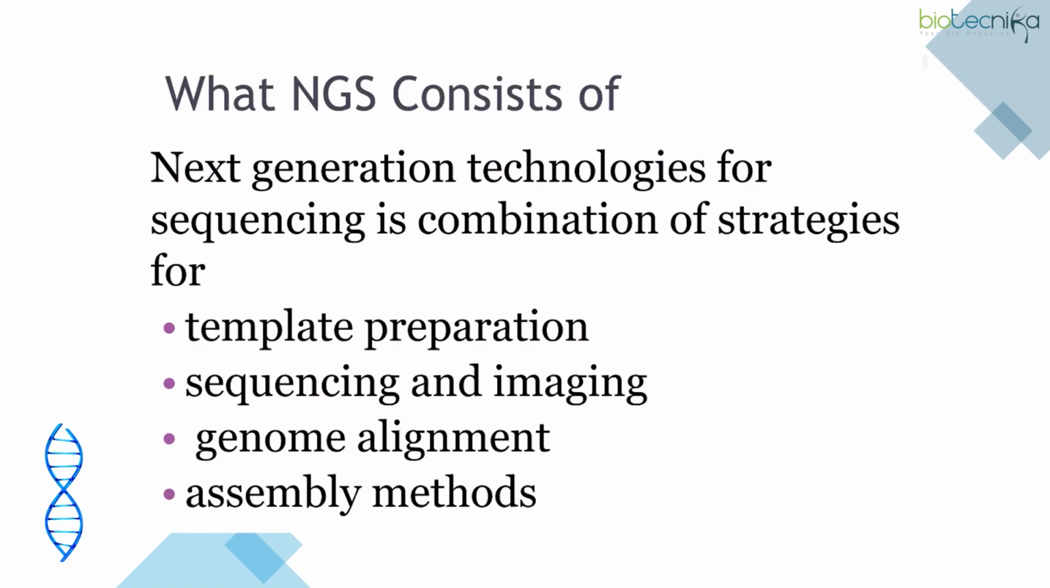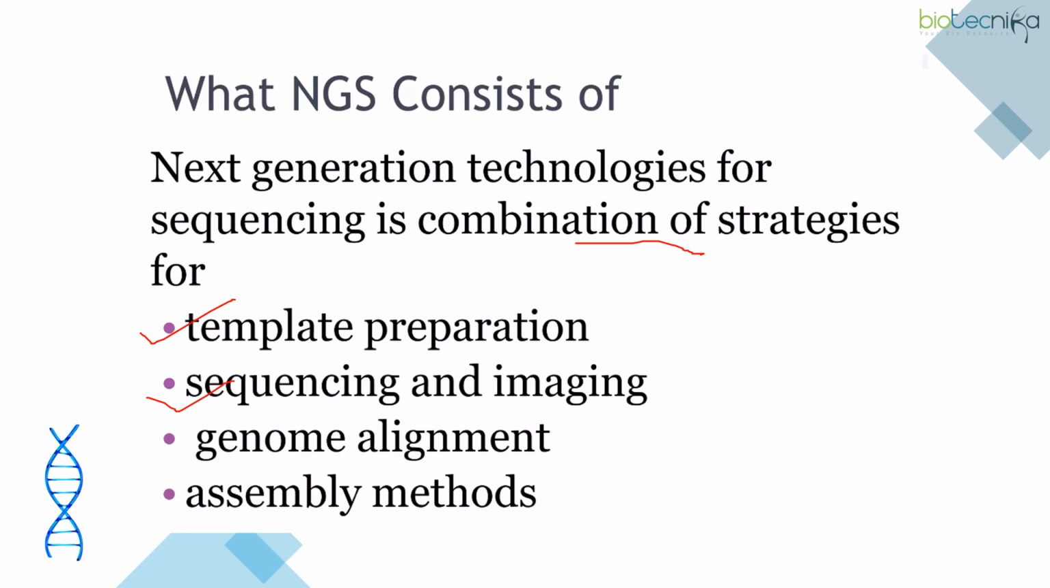So what exactly does next generation sequencing consist of? Next generation sequencing consists of a combination of strategies. The combination of strategies is, first, it creates the template, which is called template preparation. Then it will look at sequencing and imaging so that you will get to know the exact fragments with respect to your targets.